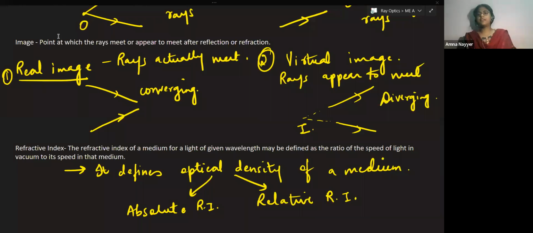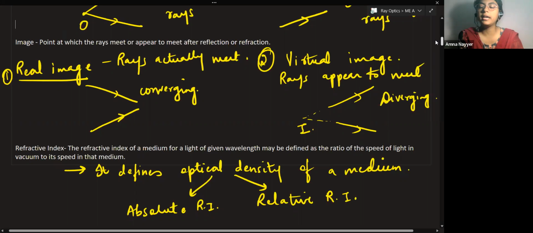So now class, reflection is over. Let's quickly revise what refraction is. Before we start with refraction, there is one very important topic, refractive index. So first we'll do refractive index, then we'll go into the details and the theory part of refraction.